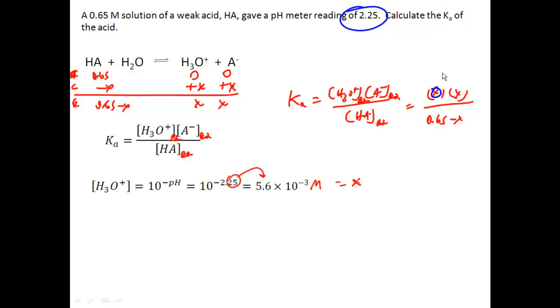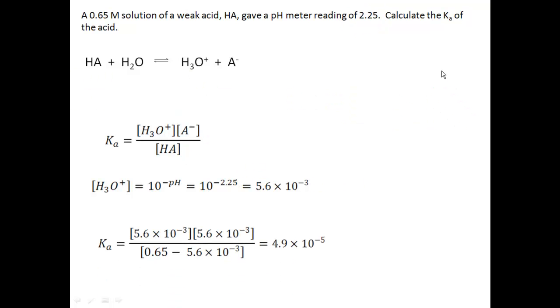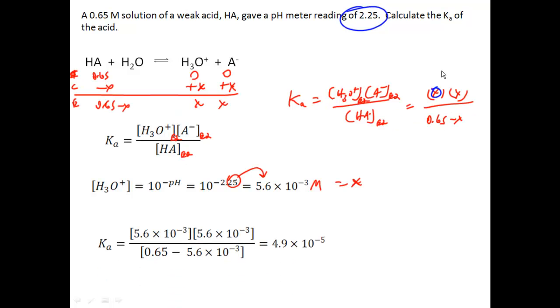Okay, so I'll plug those into my Ka expression. I have hydronium is 5.6 times 10 to the negative third. The A minus is exactly the same number. It's a 1-to-1 ratio, 5.6 times 10 to the negative third. And my concentration of my HA is my initial 0.65 minus 5.6 times 10 to the negative third, which gets me a Ka of 4.9 times 10 to the negative fifth.